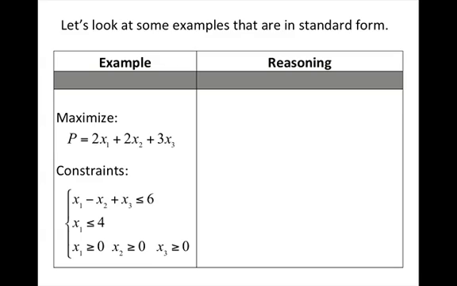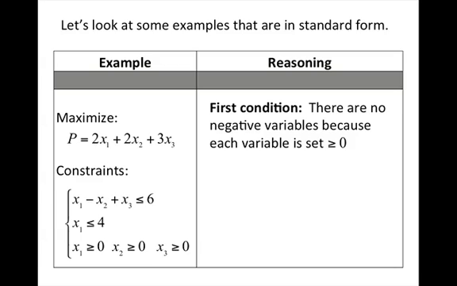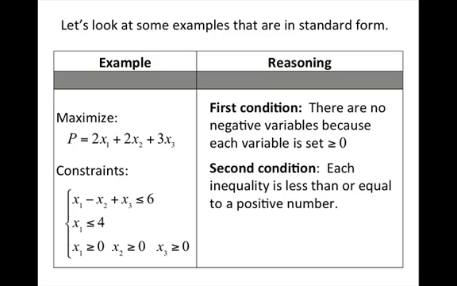I have 3 x's, x sub 1, x sub 2, and x sub 3. My final constraints tell me that all 3 of those variables are greater than or equal to 0, so my first condition is met. There are no negative variables because each variable is set greater than or equal to 0. Next, you look at the other constraints. Look at the other two inequalities. I have to have those less than or equal to a positive number. Well, each inequality is less than or equal to a positive number, so the second condition is also met. Because of this, this problem is in standard form.